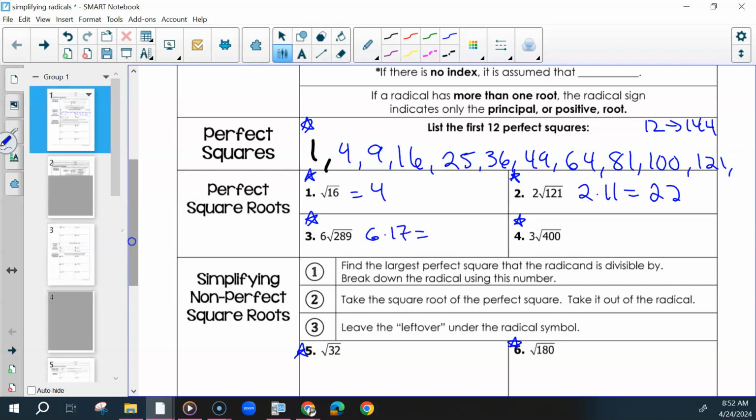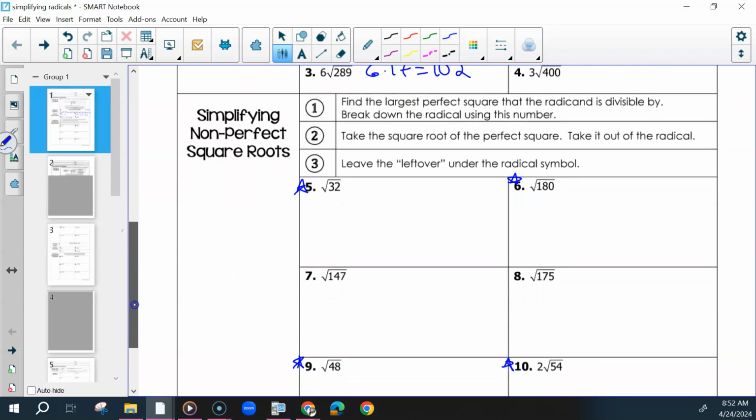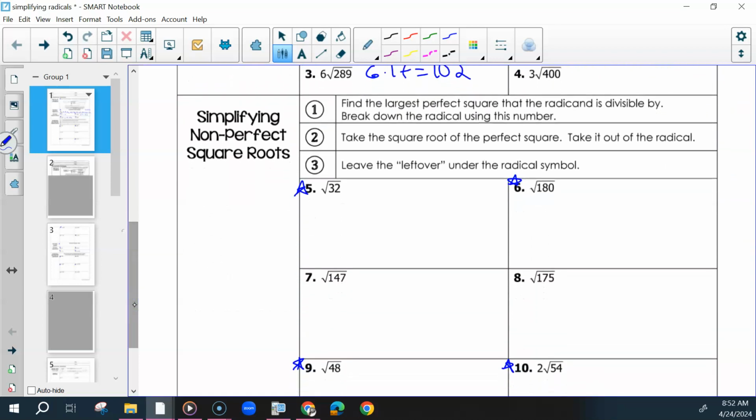And then we can multiply 6 and 17, which is 1. So if you have a perfect square, you just simplify that. Whatever that answer is, that. But most of the time, you won't see a perfect square. So the directions show one of the methods of how we could do this.